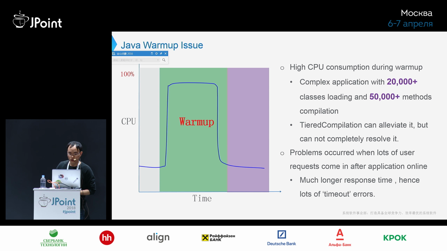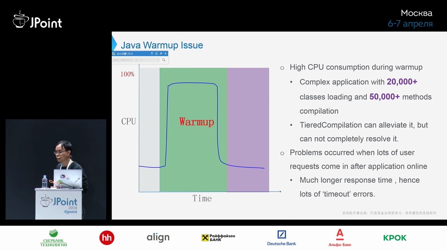Java needs additional CPU cycles for compiling Java methods to gain native performance. The major problem during warm-up is that the compiler thread will compete for CPU cycles. That's the problem. Actually, during warm-up, we saw some problems.